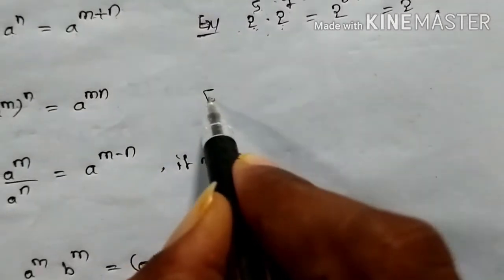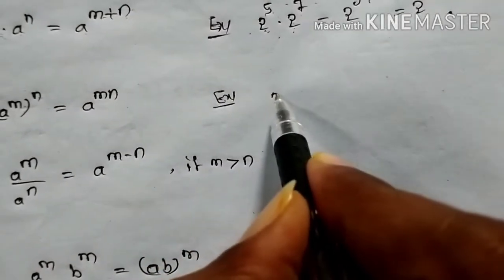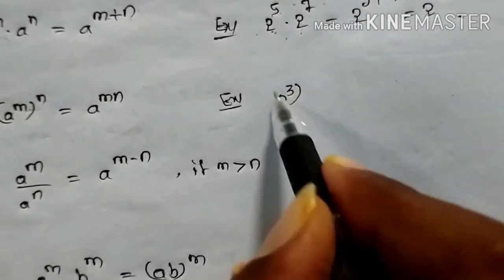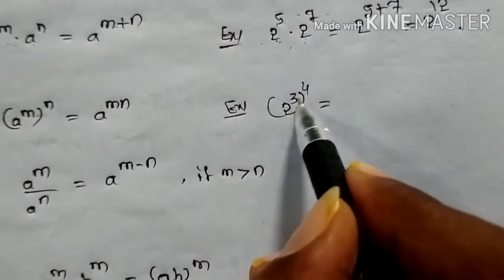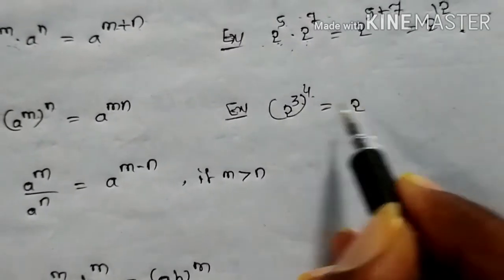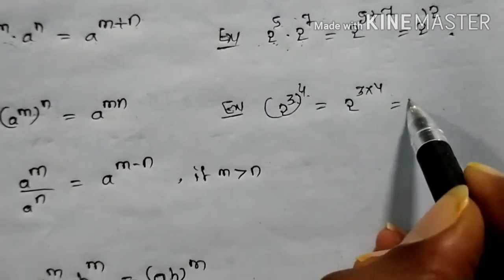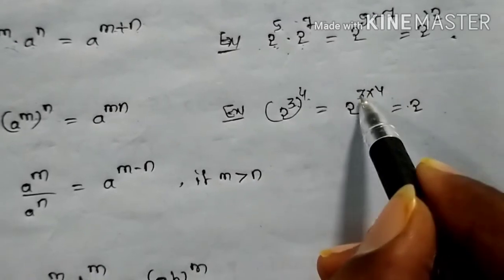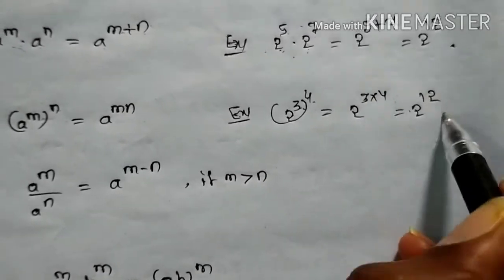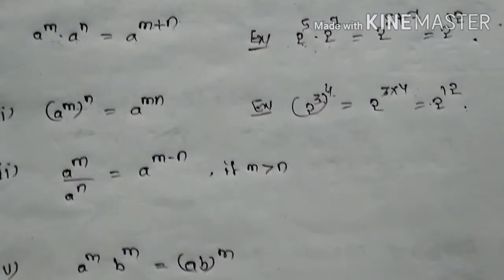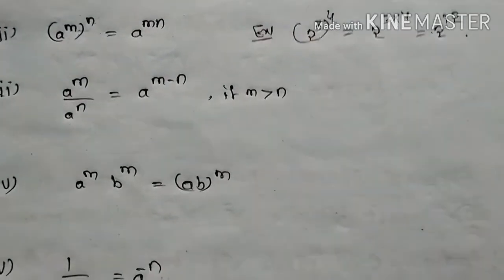For example, I am taking one more example here, 2 power 3 whole power 4. 2 power 3 whole power 4 means you just multiply the exponents, 3 into 4, how much? 3 into 4 is 12. 2 power 12 is your answer. Very easy formulas which can be used in the exercise.